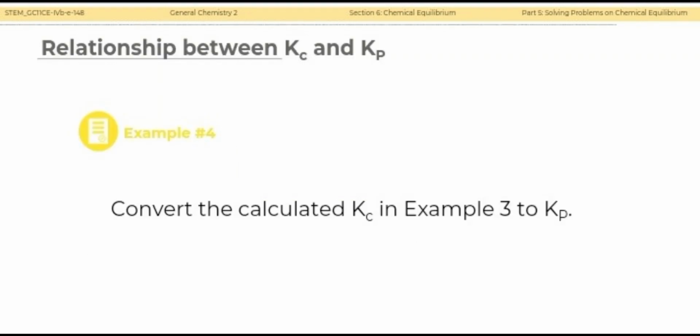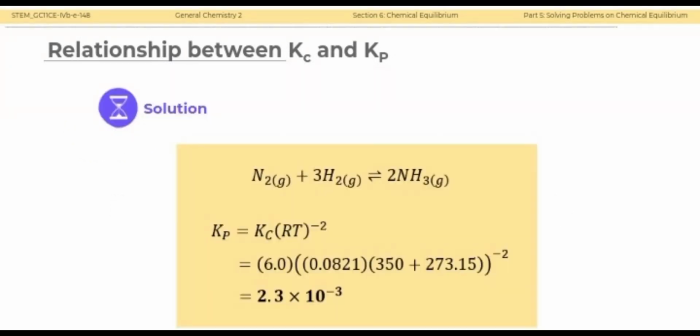Example number 4. Convert the calculated equilibrium constant in example number 3 to equilibrium constant of partial pressure. So this is our solution. Let us use the equation for equilibrium constant of partial pressure that we derived earlier. Substitute the given equilibrium constant. Note the temperature must be in Kelvin, so the given temperature, 350 degrees Celsius, must be added to 273.15. Simplifying the equation gives us equilibrium constant of partial pressure equals 2.3 times 10 raised to negative 3.